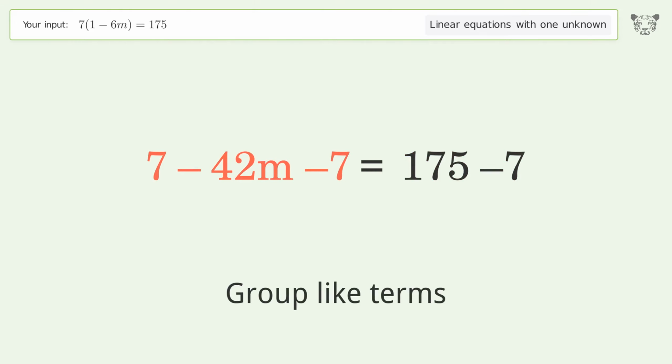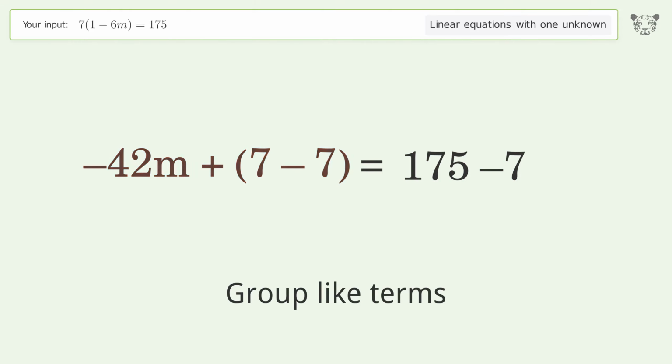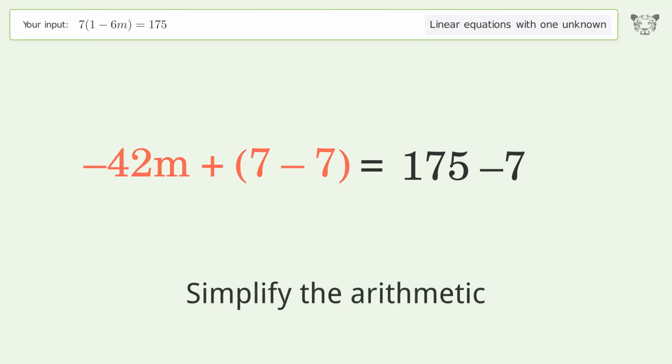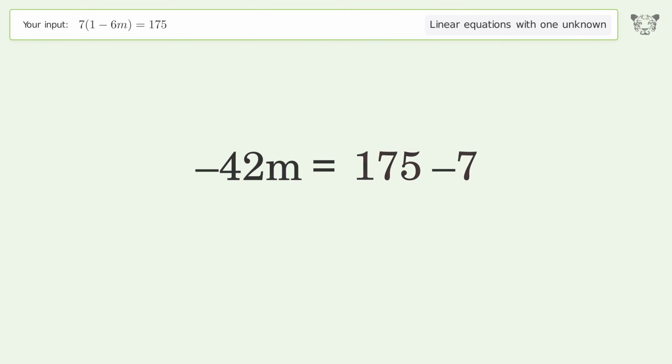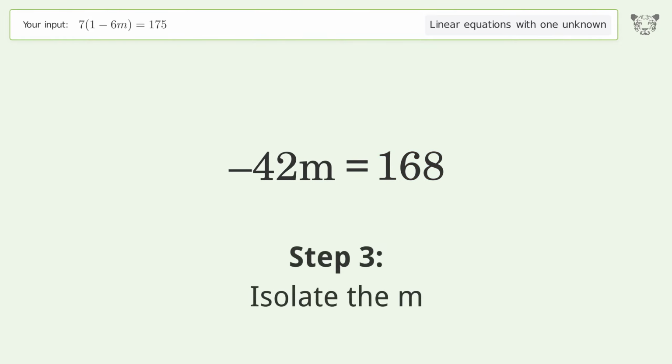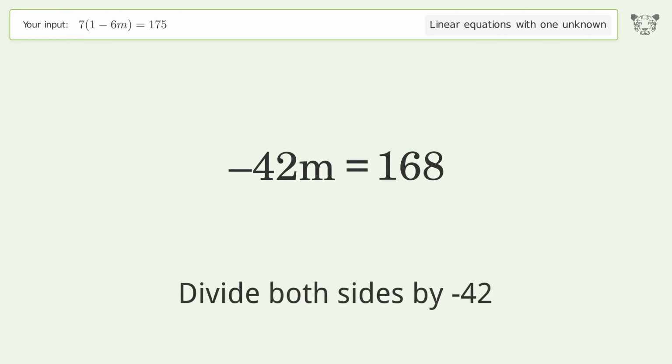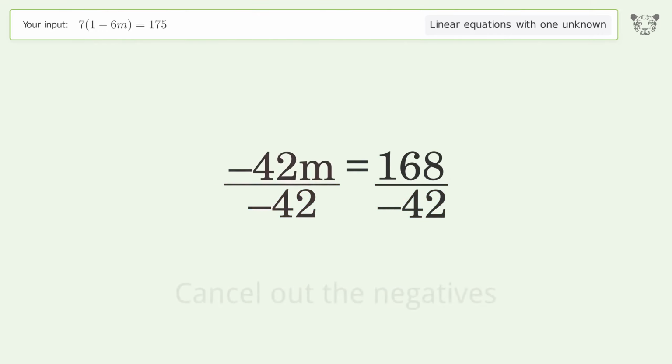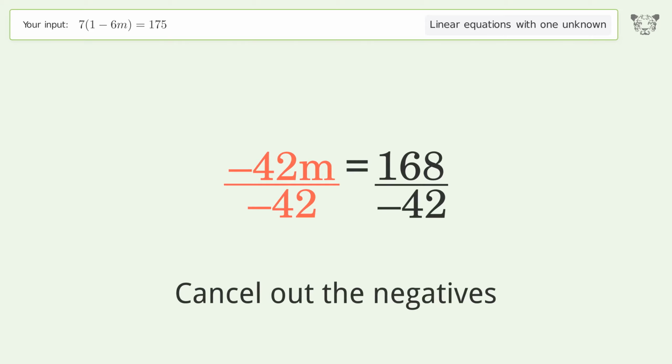Group like terms. Simplify the arithmetic. Isolate the m. Divide both sides by -42. Cancel out the negatives.